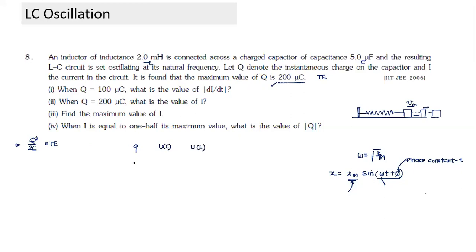So when Q is equal to 200, entire 100% is here and this is 0%. What has to be the value of Q when this is 50-50? Can you tell me, Amrita, what has to be the charge on the capacitor when energy is equally shared between capacitor and inductor? Q0 by 2. This will be 100 micro.